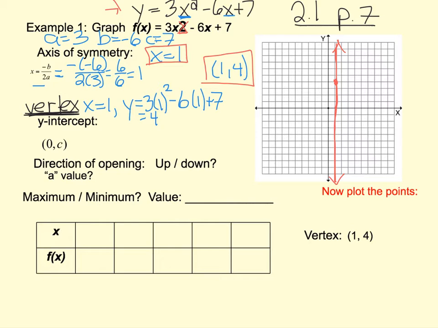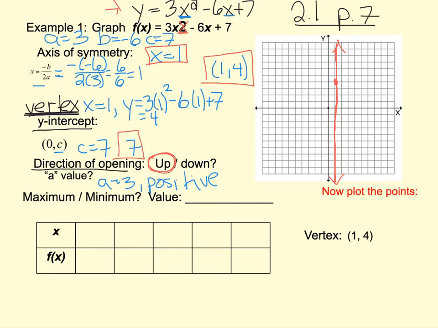Next thing on our list here is our y-intercept. Well, remember, y-intercept is always your c. And we said up on the top c equals 7. So our y-intercept is 7. That one's pretty easy. Direction of opening. For direction of opening, I need to look at my a value. And my a is 3, which is positive. So whenever I have a positive a, my parabola opens up like a smiley face. Positive people smile. So if A is positive, I open up.